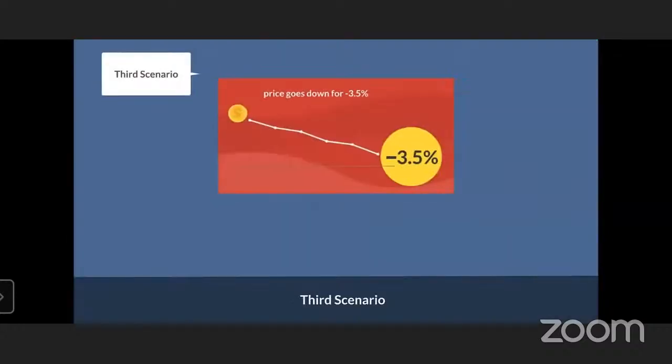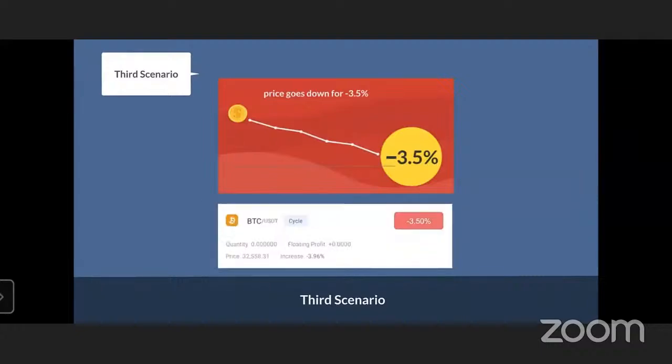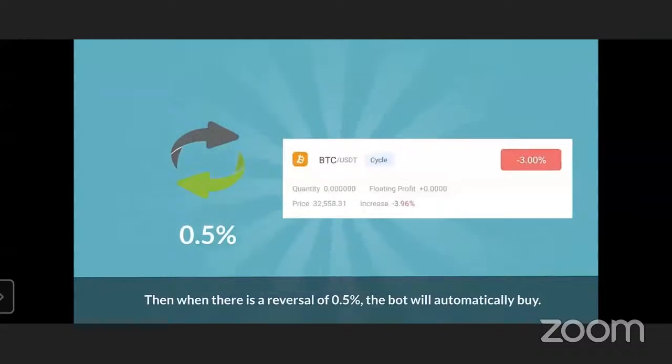Third scenario is when there is a market drop. After you buy, the price goes down by 3.5%. The bot will be triggered and is on standby to buy. Then when there is a reversal of 0.5%, the bot will automatically buy.